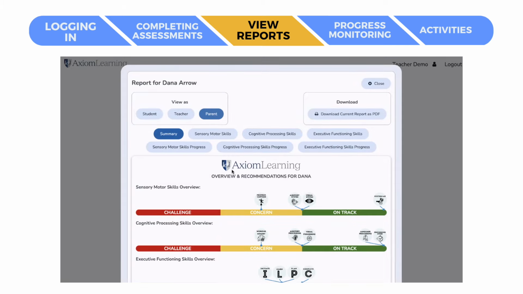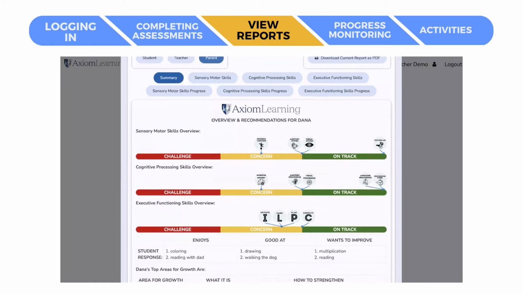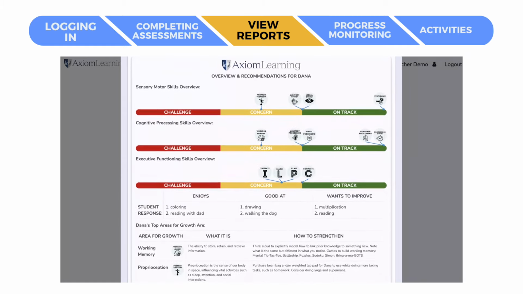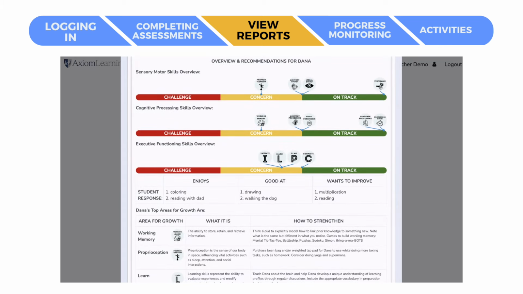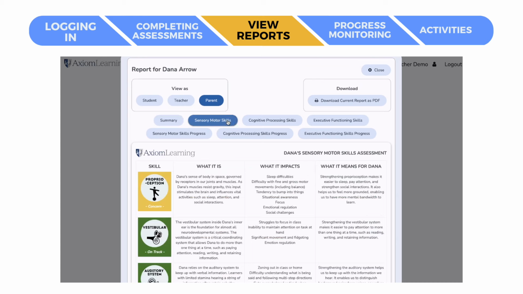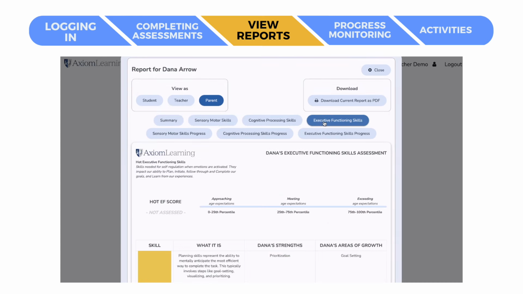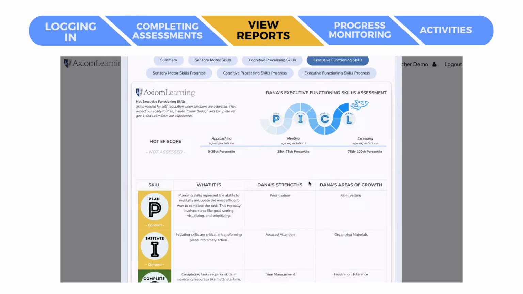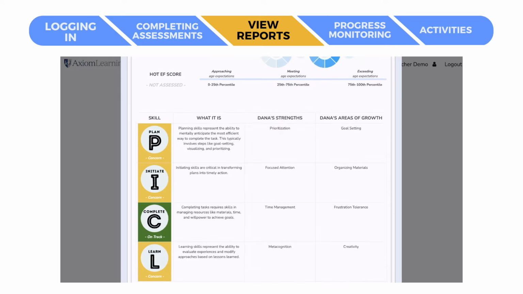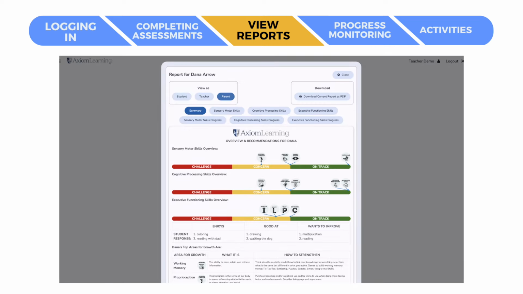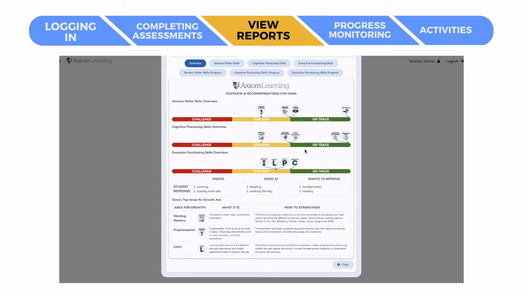You can view individual student results like Dana's to understand their strengths and areas of growth across sensory motor, cognitive processing, and executive functioning skills. At the top of the summary page, the overview bars will show your students' relative strengths and areas of growth. You can also navigate to the sensory motor, cognitive processing, and executive functioning skills in order to get a deeper understanding of the sub-skills reported. The report will also detail recommendations for school and home use to strengthen your students' areas of growth.